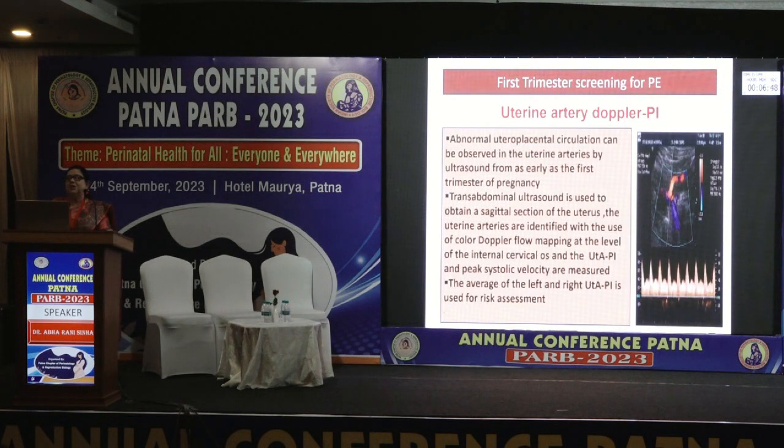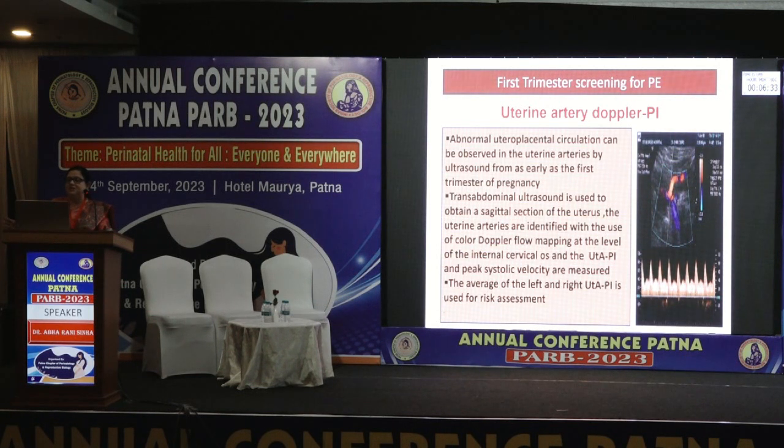Now the other important marker is the uterine artery Doppler PI. We all know that abnormal uteroplacental circulation can be observed in the uterine arteries by ultrasound from as early as the first trimester of pregnancy. And for this, we have to use a transabdominal ultrasound.